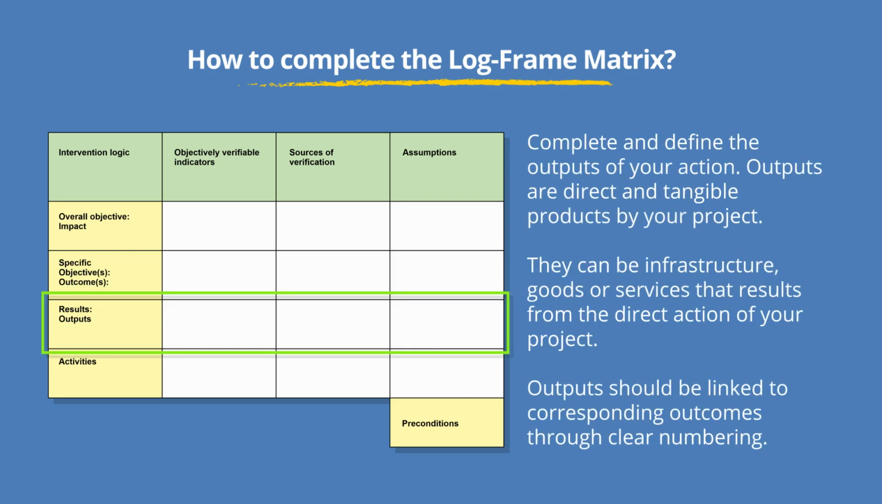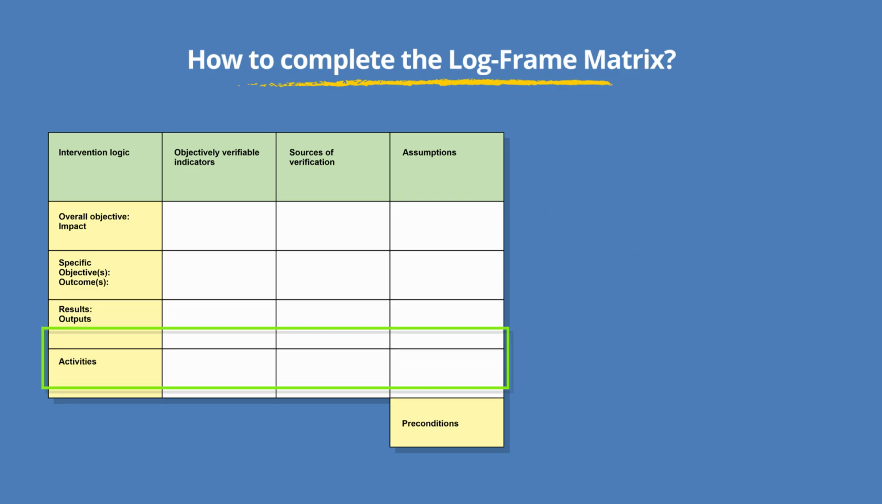Once you have completed the outcome section of the log frame, you now have to complete and define the outputs of your action. Outputs are direct and tangible products of your project. They can be infrastructure, goods, or services that result from the direct action of your project. Outputs should be linked to corresponding outcomes through clear numbering.